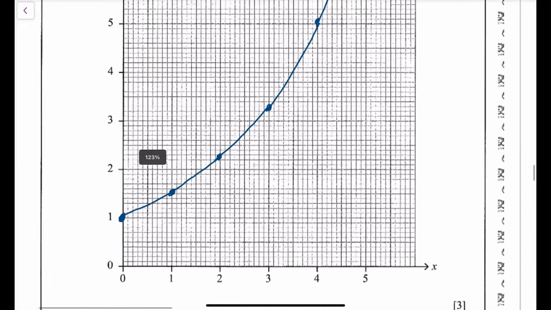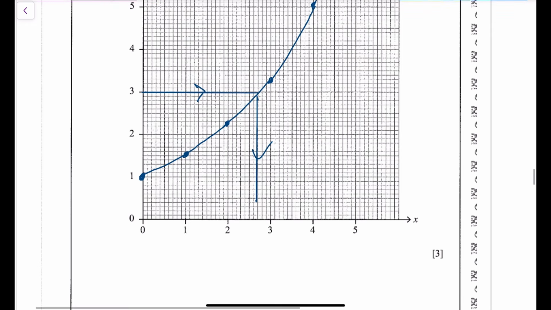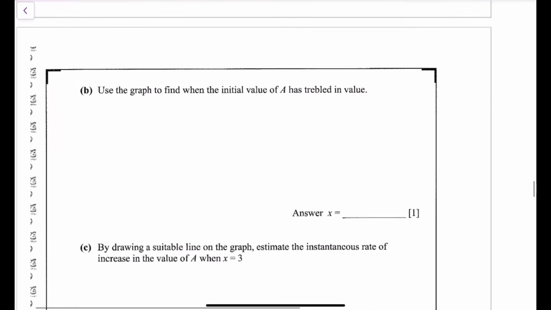Next part, what we've got to do, unfortunately, use this then. Use the graph to find when the initial value of A has trebled. So the initial value was 1, so it's trebled when it goes to 3, so you've got to go across at 3. Now, folks, you must put your lines on here, your lines of construction, or your lines to work it out. This is your working out here, so you're going across and then down. I'm going to use what I've done when I did this on the actual page. I got 2.7, pretty close to 2.7 here again, but I've got 2.7.